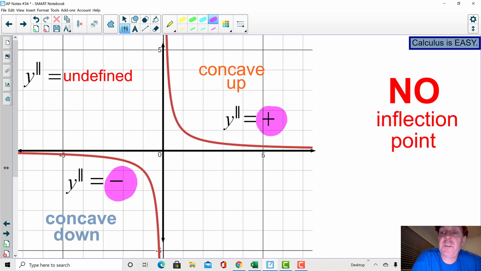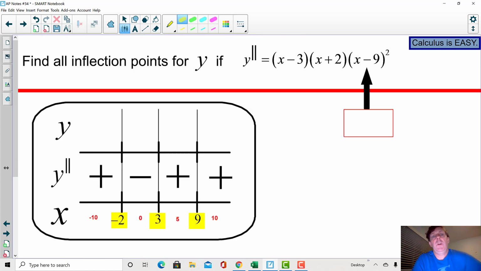So x equals 0 is not an inflection point. Okay, now we're going to take a look at an example where we have the second derivative already solved for us and it's already factored. So we have these three factors here.